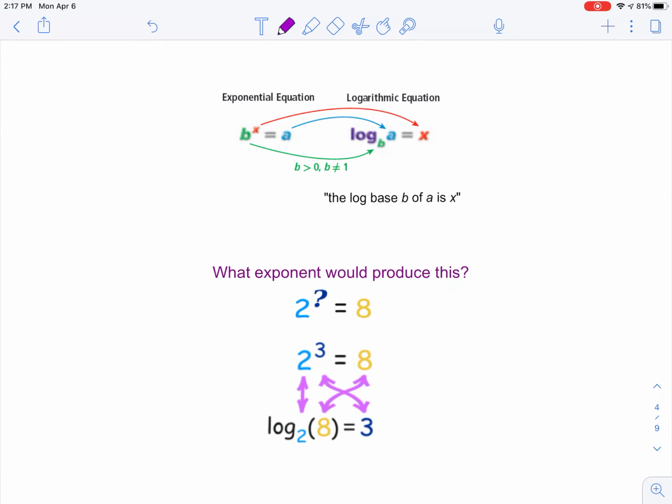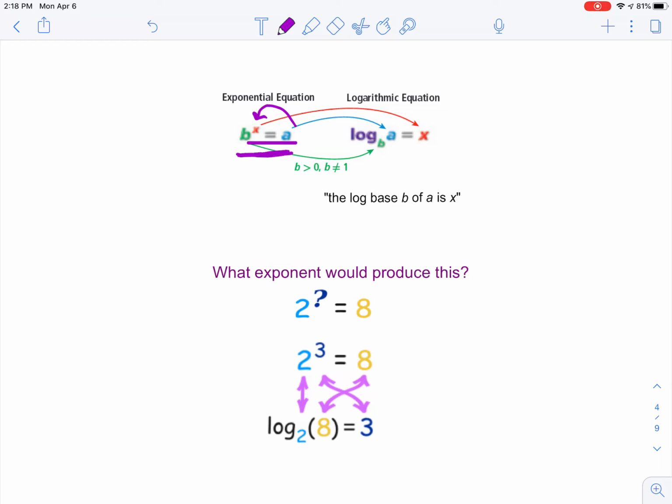Okay, so here's my exponential, b to the x equals a. So we don't get caught up in the x and y of things, we're going to change the variables. And what we do is we take log base b of a to equal x. Log base b of a equals x.